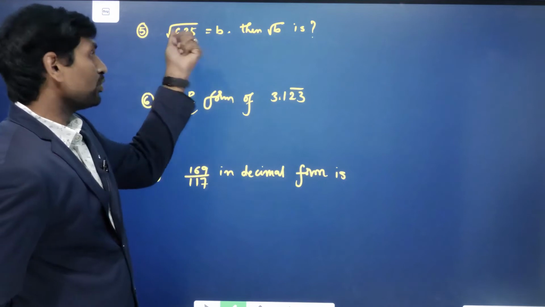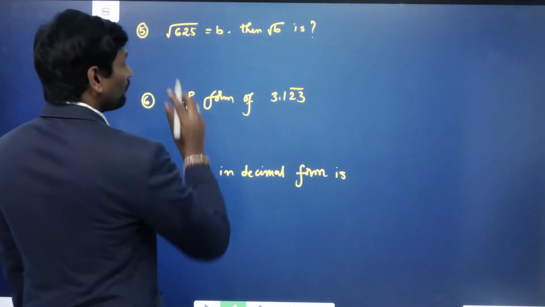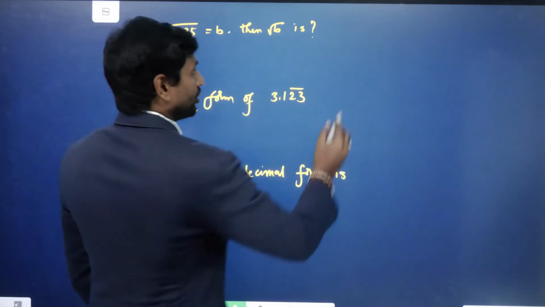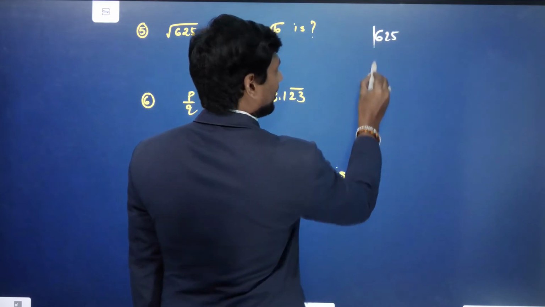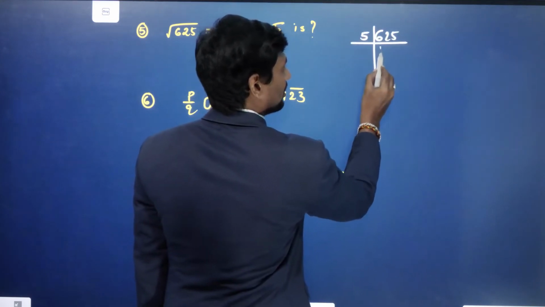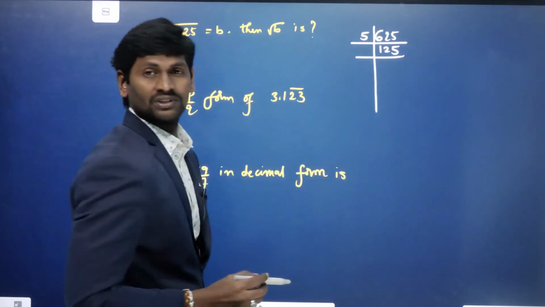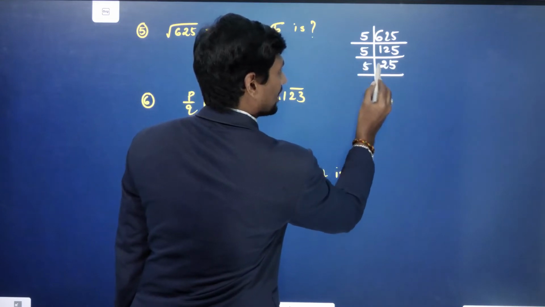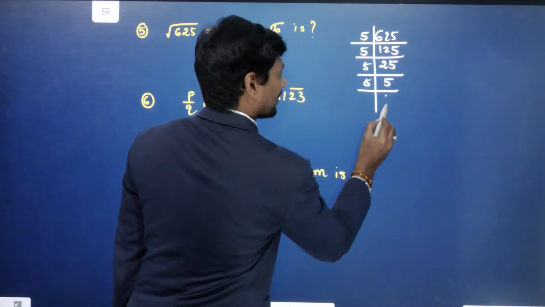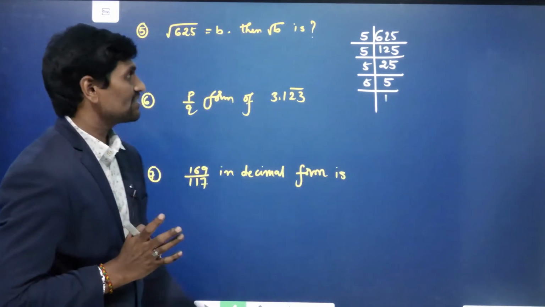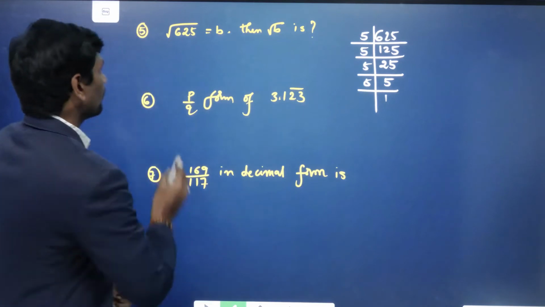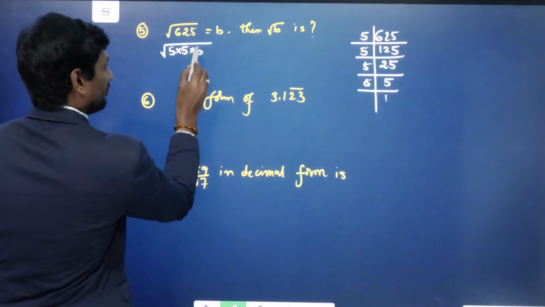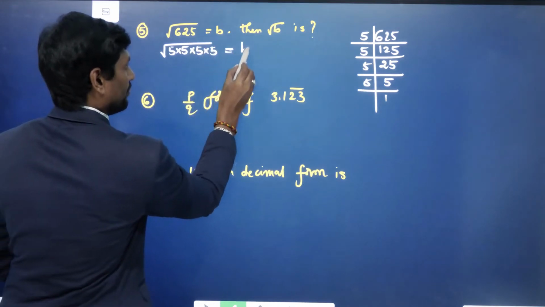Now see here, the square root of 625 is b. How do you find the square root? The given number, we are going to take the prime factors, right? I am finding the factors of 625. 5 times 125, again 5 table is coming. 5 2s are 10, 5 5s. Again 5 table, 5 5s are 25 and 5 1s are 5. So 625 we can express as 5 into 5 into 5 into 5. So 5 into 5 into 5 into 5 is equal to b.